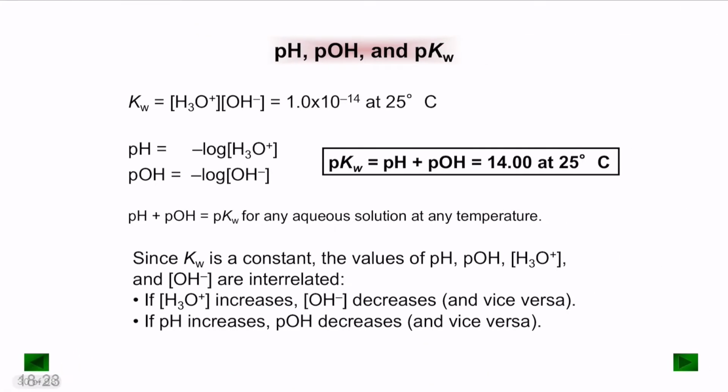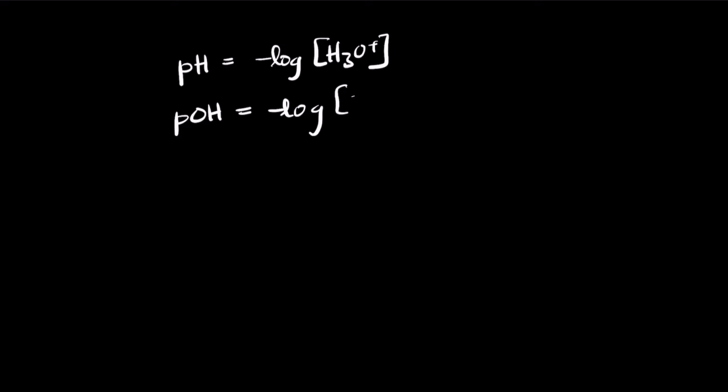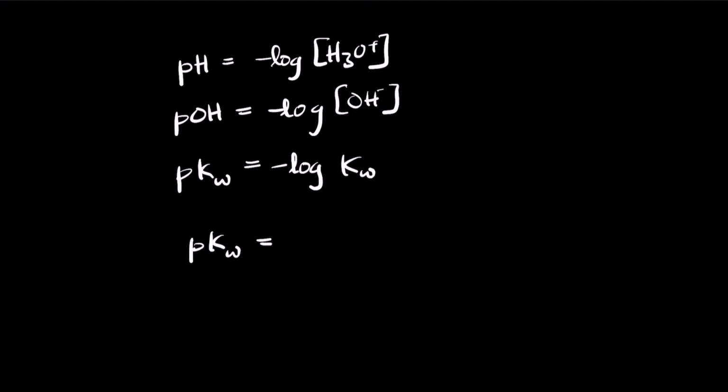Now let's take a look at pH, pOH and pKw. I already told you that whenever you use the term p, when you use pH, it's the negative log of H3O plus, and when you use pOH, it's the negative log of OH minus. And the term pKw refers to the idea that we can write the negative log for Kw as well. So this pKw value is the basis on which we generally do all of these calculations.